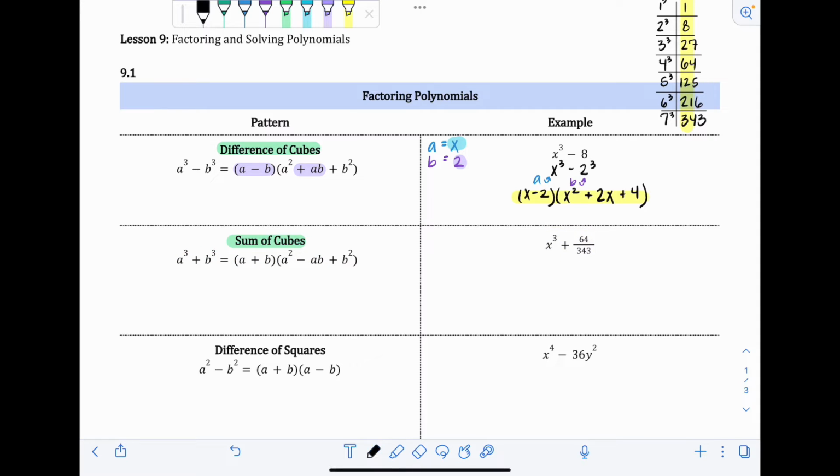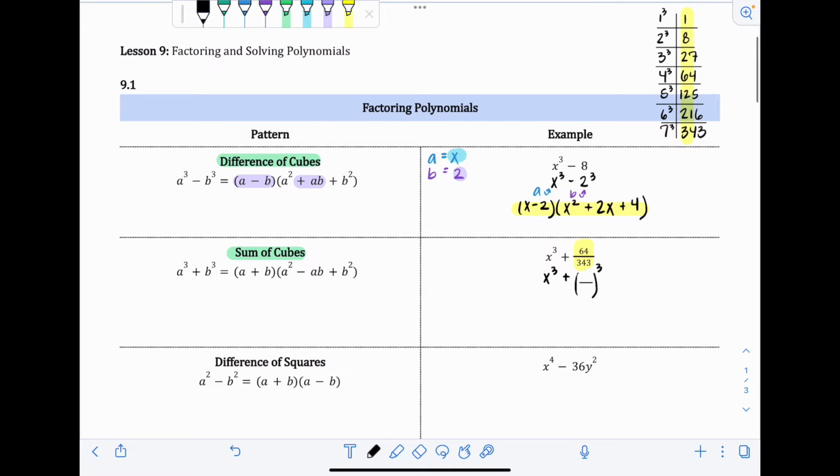Because when you raise fractions to the third power, they just stay as fractions in that same form. So the first thing I want to do is rewrite 64 over 343 as something to the third power. So this is x to the third. And then I want to rewrite 64 over 343 as something to the third. Since that's a fraction, my base is going to be a fraction as well. So 64 is 4 to the third power, so my numerator would be a 4. And then 343 is 7 to the third power, so in my denominator, it would be 7.